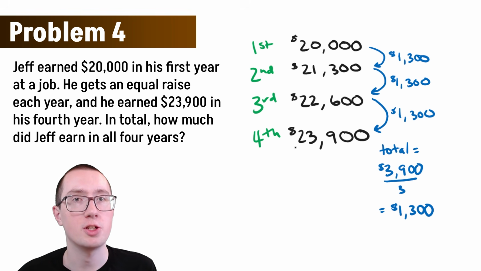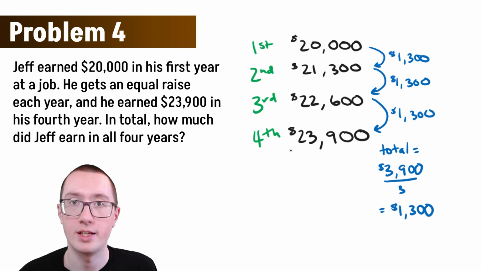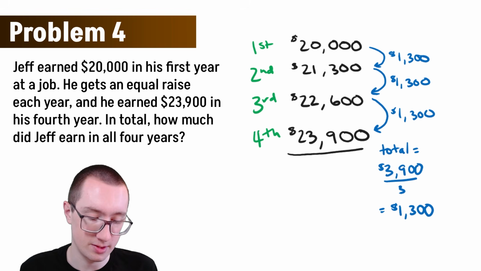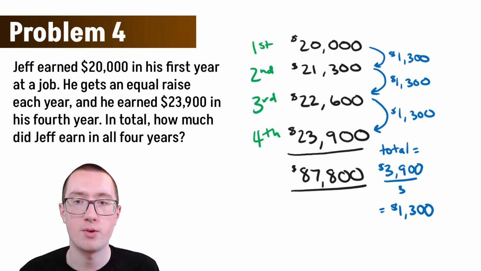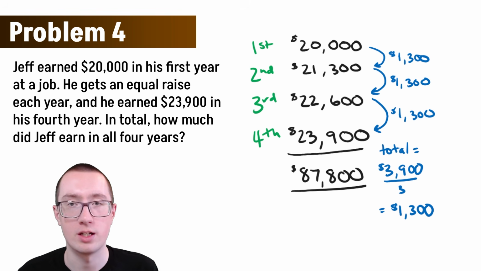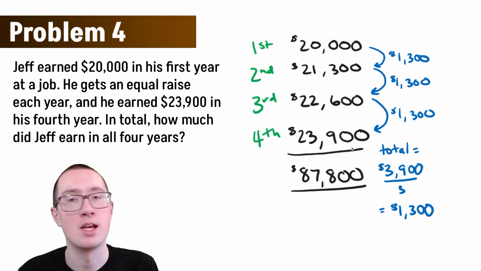So now remember that the question is asking what was he paid in total over the 4 years. So let's just go ahead and add these together. And when we do that, we get a total of $87,800. So that right there is our final answer. And if you just want to do another sanity check, it makes sense.